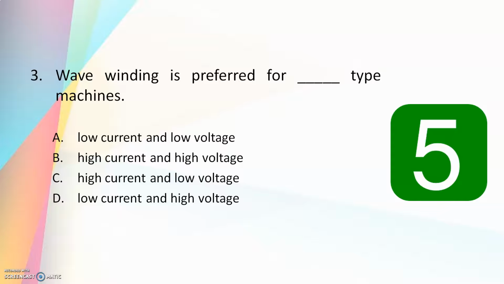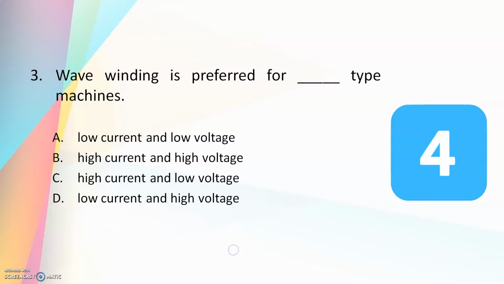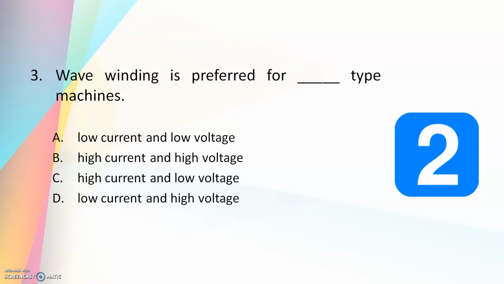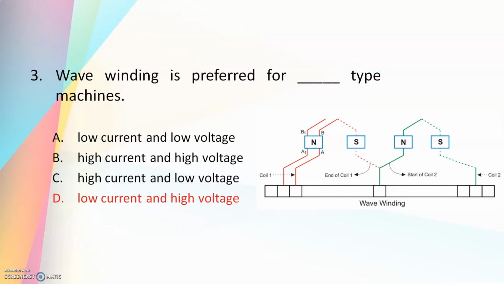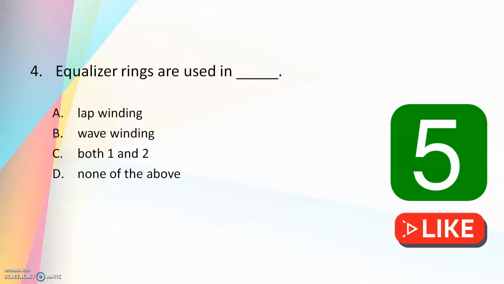Wave winding is preferred for dash type of machines. Low current and low voltage, high current and high voltage, high current and low voltage, low current and high voltage. And the answer is low current and high voltage. The number of parallel paths in wave winding is 2, only 2. Therefore, it is used for low current and high voltage machines because the summation of currents in parallel paths is less than the lap winding.